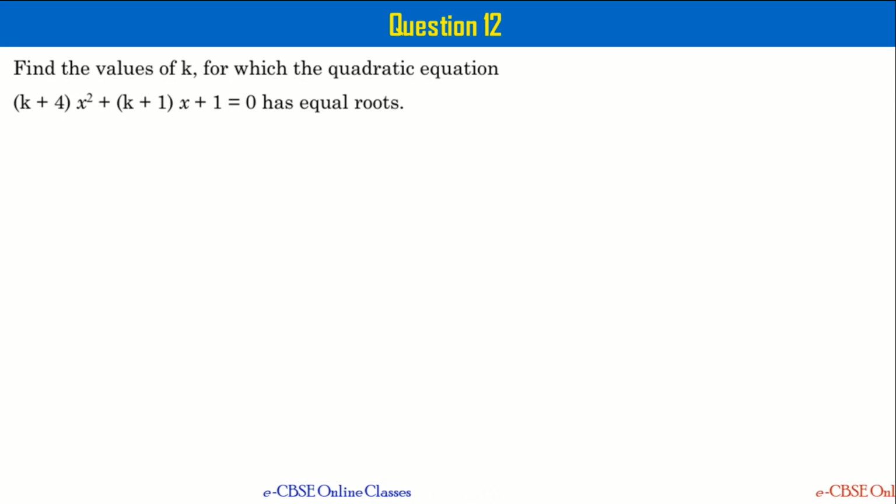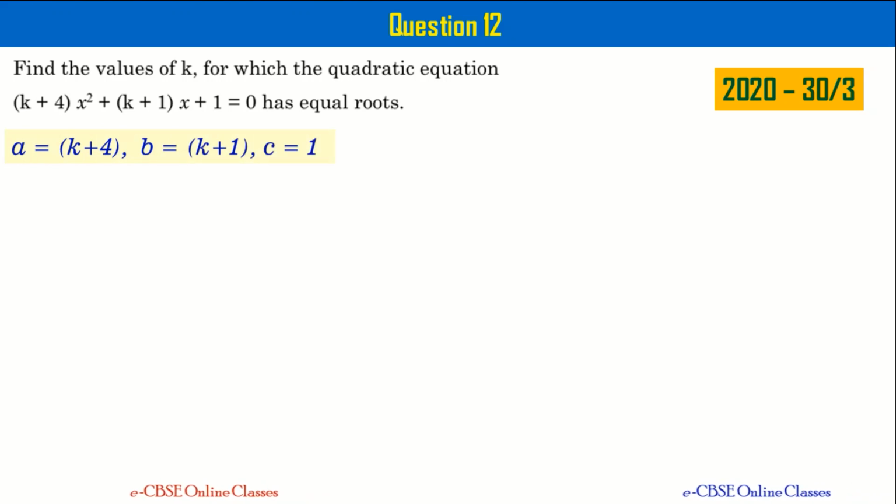Find the values of k for which the quadratic equation (k plus 4) times x square plus (k plus 1) times x plus 1 equal to 0 has equal roots. It is from year 2020, set number 3. When you compare the given equation with ax square plus bx plus c equal to 0, you get a equal to k plus 4, b equal to k plus 1 and c equal to 1.